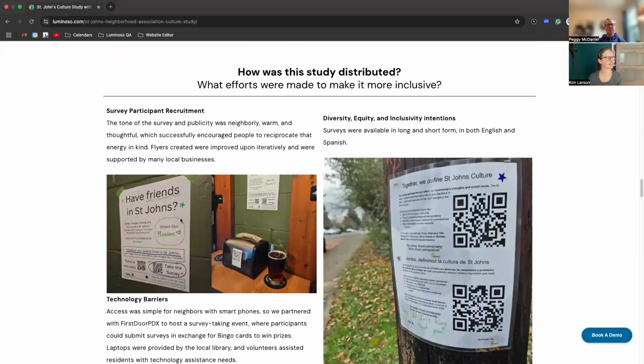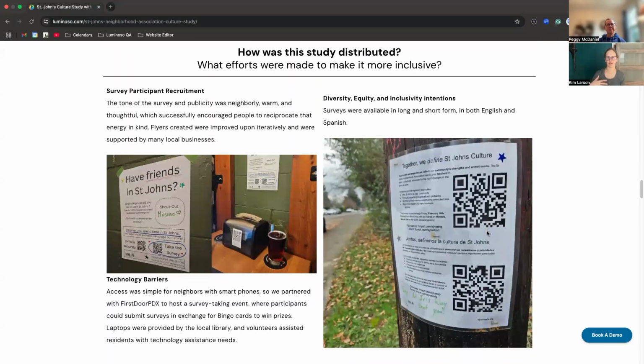So here are some examples. I work in data, text analytics. I'm not a graphic designer. So my first survey was here with a big QR code and small Spanish text, not helpful. But having a flyer that was posted in restaurants that had a question like, do you have friends in St. John's? Take the survey. Give a shout out.